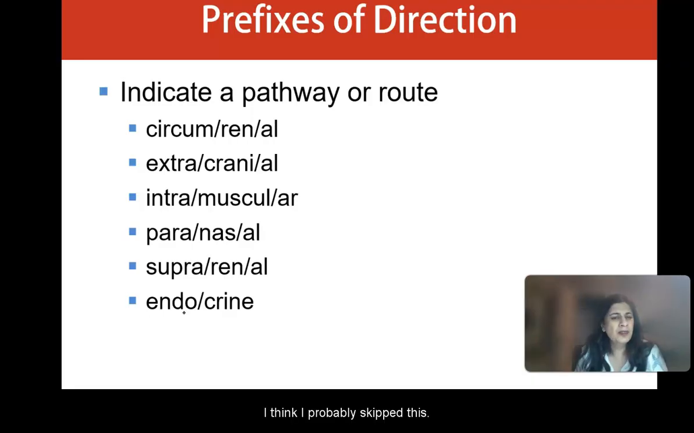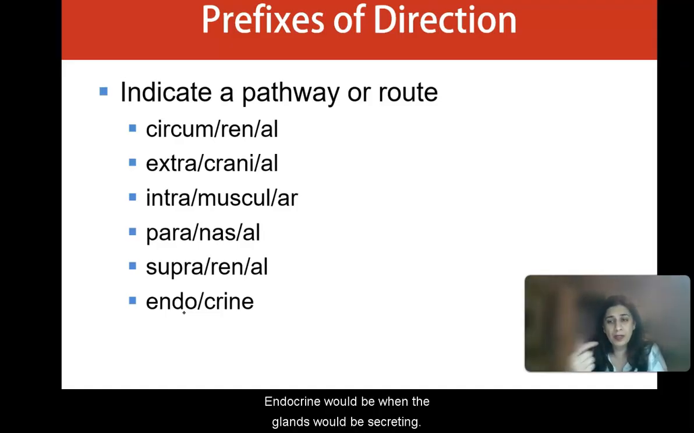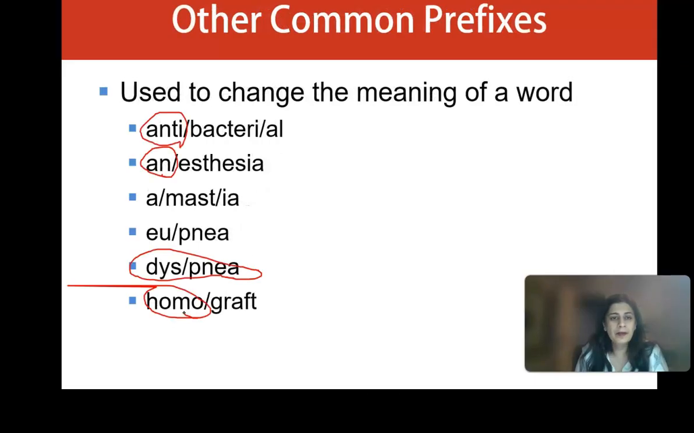I think I probably skipped this, not skipped, but we were talking about it. Endocrine, we'll talk about the endocrine system. Endocrine would be when the glands would be secreting. So that would be the endocrine system. The glands are secreting enzymes. That's the endocrine system. Suprarenal is above the kidneys, like we talked about. There are some glands sitting over there.